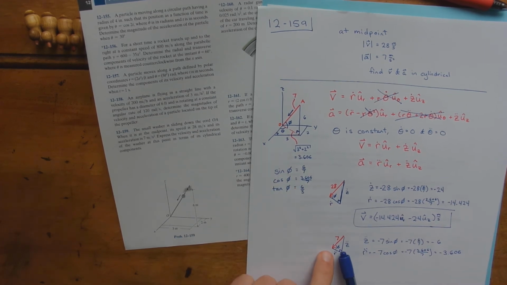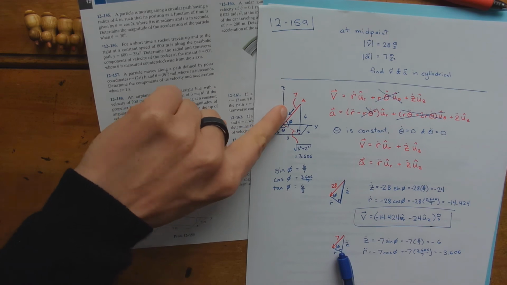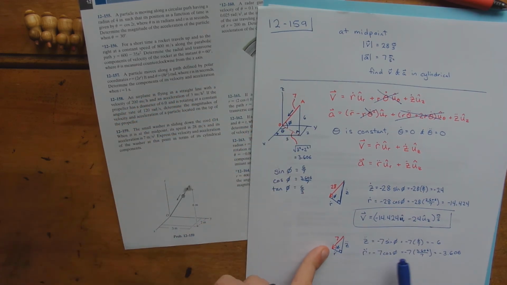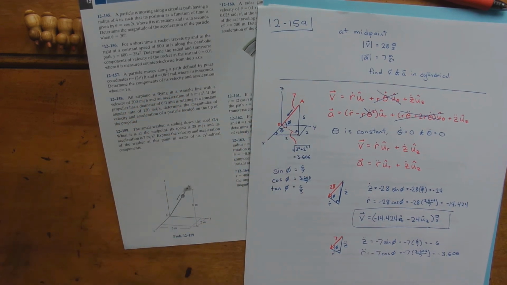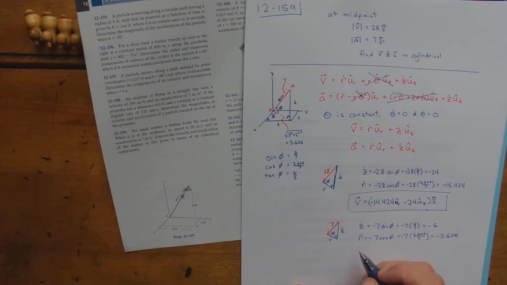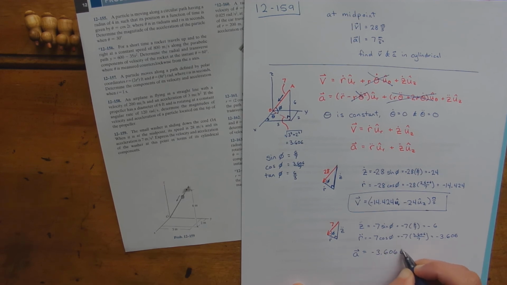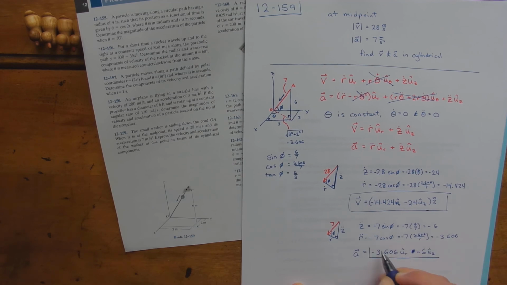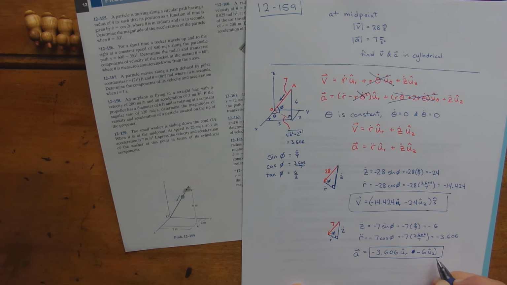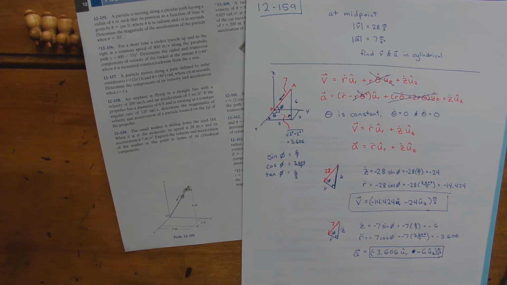Okay, so the units are different for the hypotenuse when we look at the distance and when we look at the acceleration, but the numbers are the same. Okay, and so for my acceleration vector, I have r double dot, which is negative 3.606 in the radial direction, z double dot, which is negative 6, in the z direction, and the units are meters per second squared. There you go.